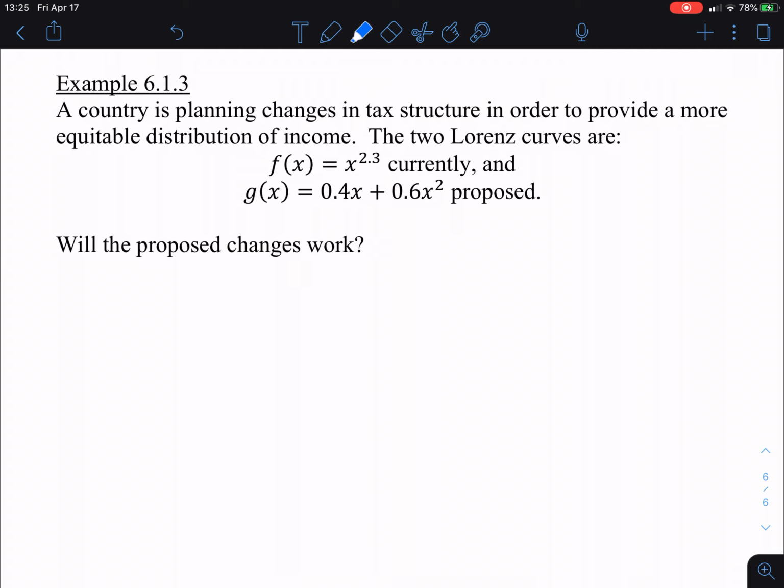So in order to answer this question, we have to determine which of the two Lorenz curves produces a more equitable value for the income distribution. In other words, which one of those two yields a smaller Gini index, one that's closer to 0. So let's first take a look.